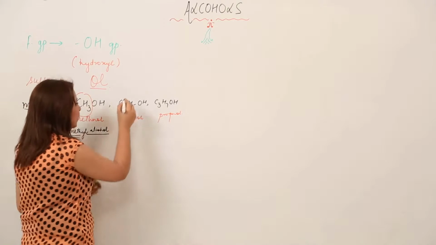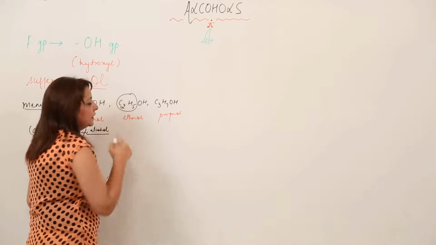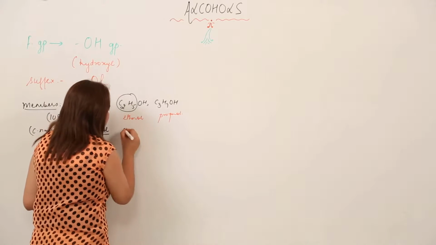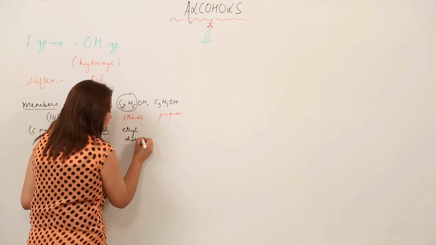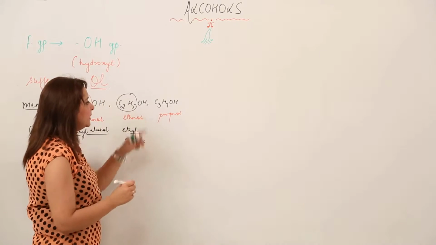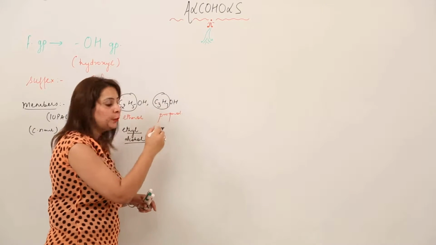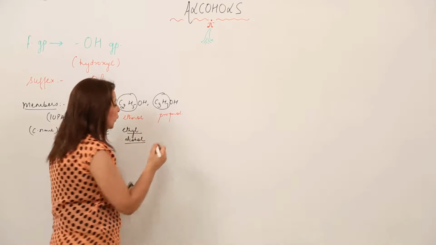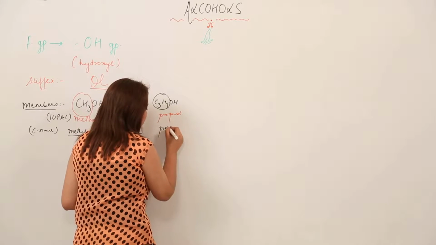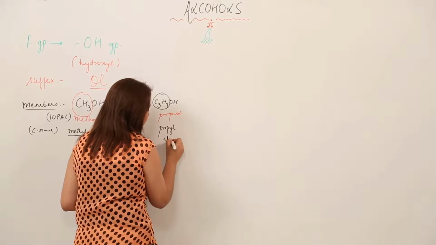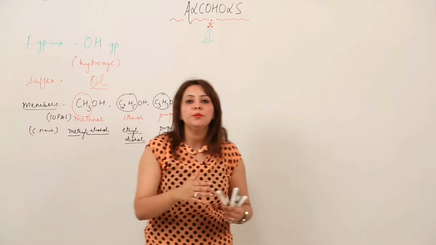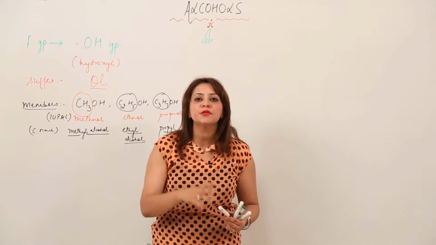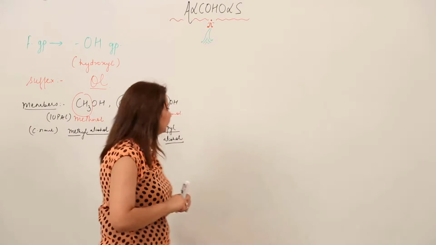Likewise for this, what alkyl group do you get to see? This is the ethyl group. So the name is ethyl alcohol. And for this, you get to see the propyl group as the alkyl group. So what name is given as the common name? Propyl alcohol. Right. So this is how we can write the common names and the IUPAC names of the different members of the alcohol.